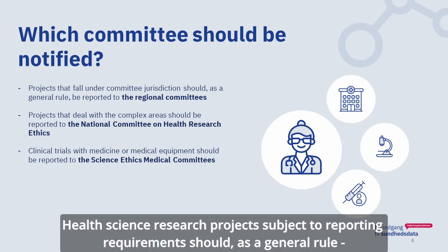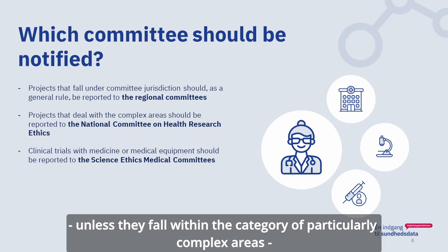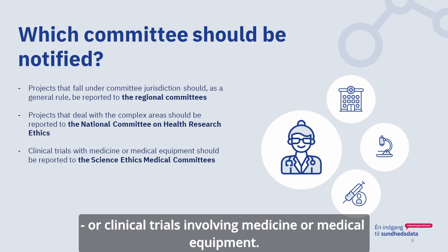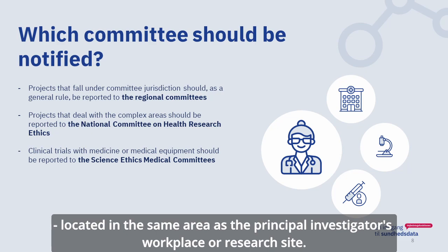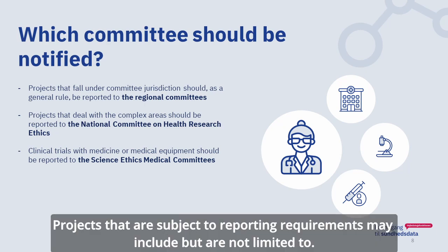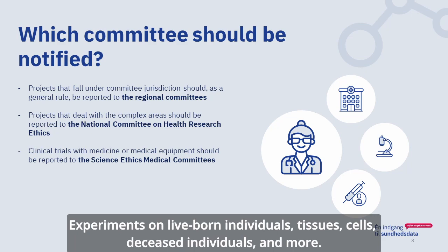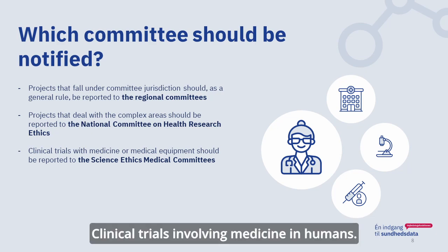Health science research projects subject to reporting requirements should, as a general rule, be reported to the Regional Science Ethics Committee unless they fall within the category of particularly complex areas or clinical trials involving medicine or medical equipment. You should report to the Regional Science Ethics Committee located in the same area as the principal investigator's workplace or research site. Projects that are subject to reporting requirements may include, but are not limited to, experiments on live-born individuals, tissues, cells, deceased individuals, and more, clinical trials involving medicine in humans, clinical testing of medical equipment, and health data science projects.